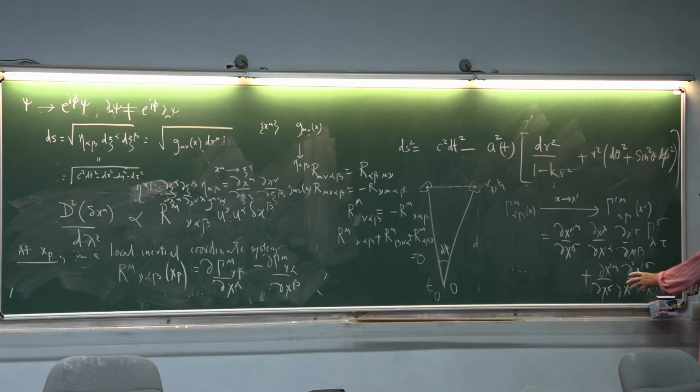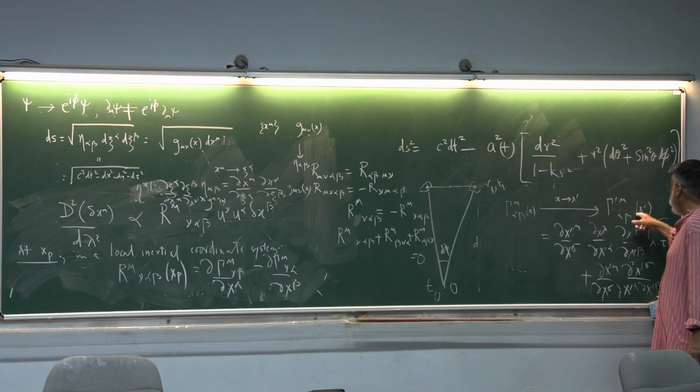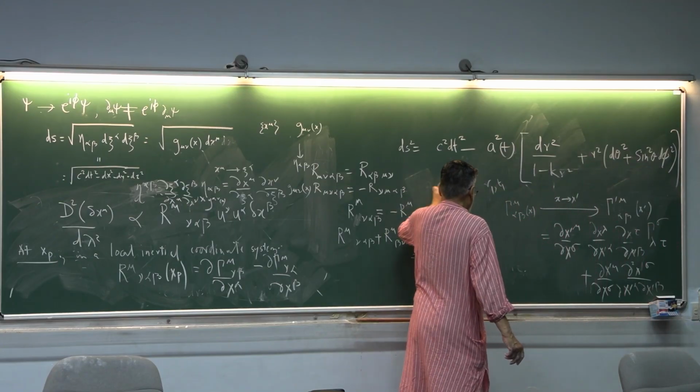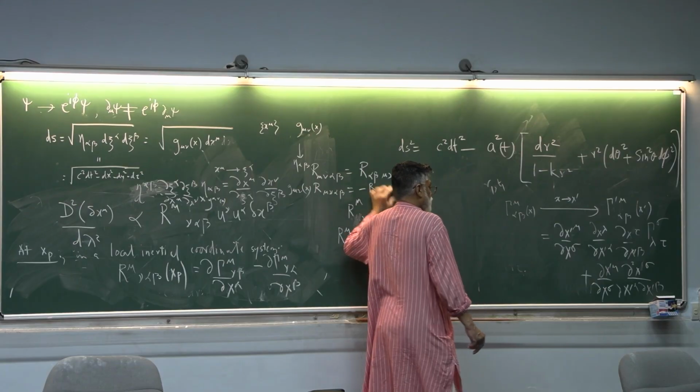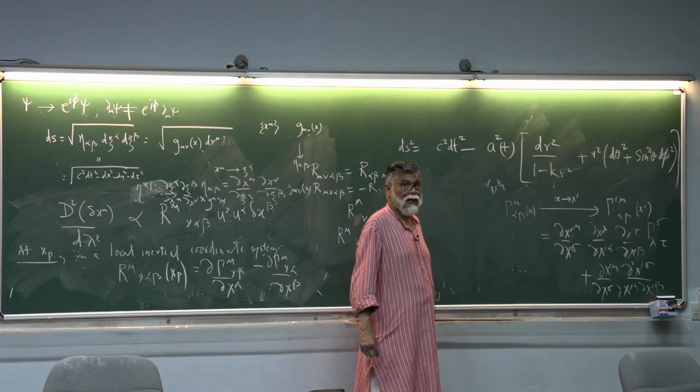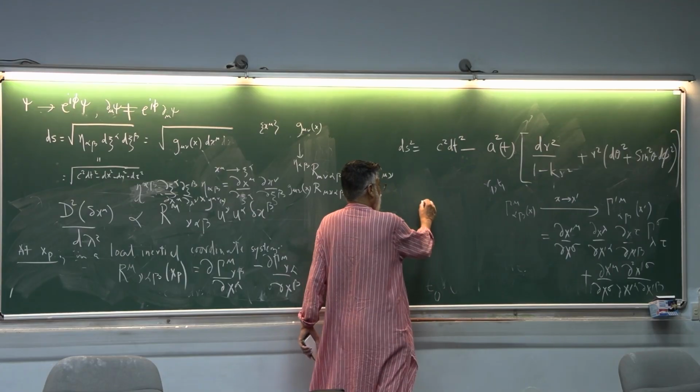So had this term not been there, then your Christoffel symbol would have transformed like a tensor. But the fact is, there is this term. That tells me that the Christoffel symbol is not a tensor. So when you make a transformation, at one point you have to say that it is 0. And that's how you will get the local inertial coordinate system.